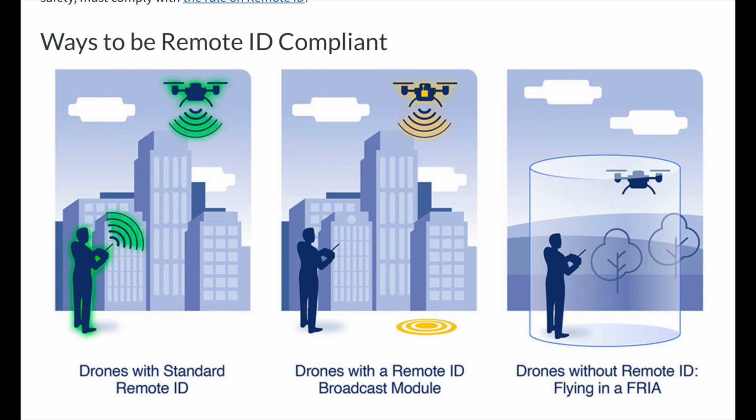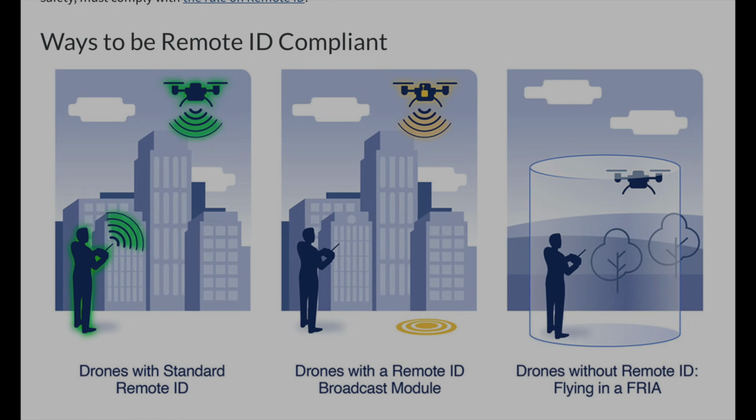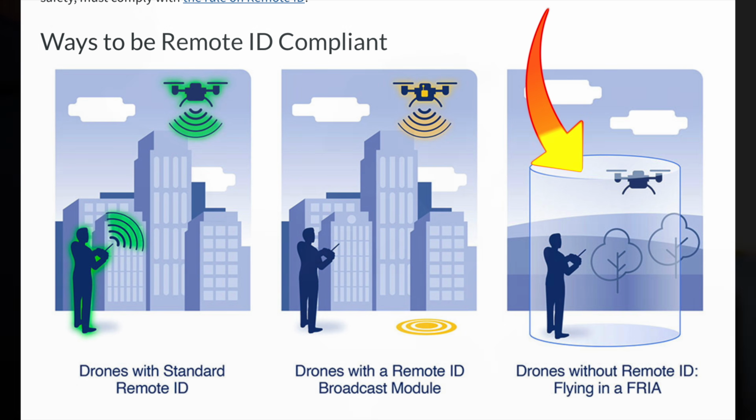Now, to avoid the common mistake that's always being made on the Part 107 exam in regard to FRIAs: most people think that a FRIA is only for recreational flyers, and that is not correct. Even a certified remote pilot who passed the Part 107 exam can fly in a FRIA because it's a designated area that allows any remote pilot or any drone operator or anyone flying recreationally to fly a drone in an area where no remote ID is required.